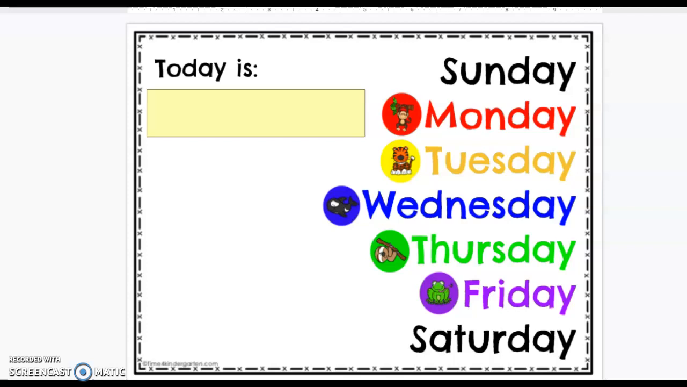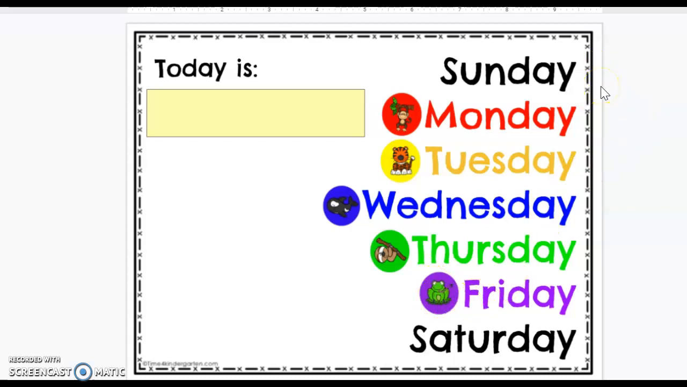The next slide will be our days of the week slide. I can see my days of the week: Sunday, Monday, Tuesday, Wednesday, Thursday, Friday, Saturday. Do you see the little pictures that are the same as our Schoology pages? Did you notice I used the same beginning sound to help us remember? Monkey Monday, Tiger Tuesday, Whale Wednesday, Three-Toed Sloth Thursday, and Frog Friday.